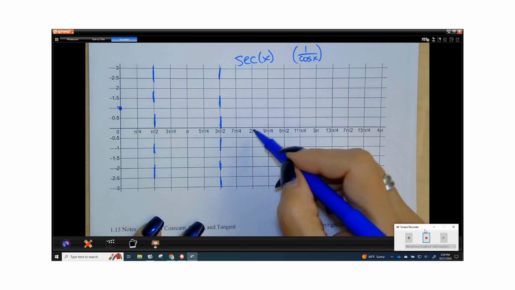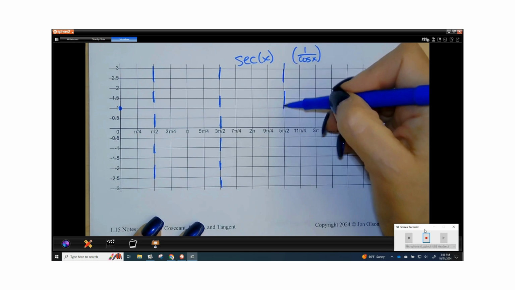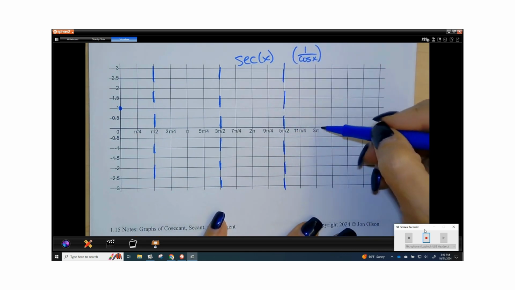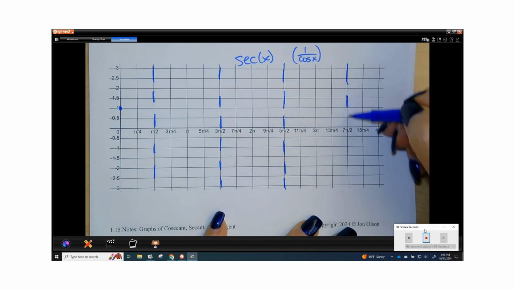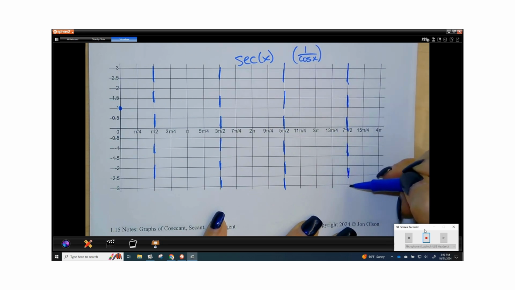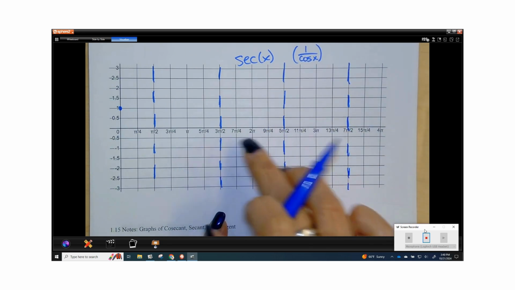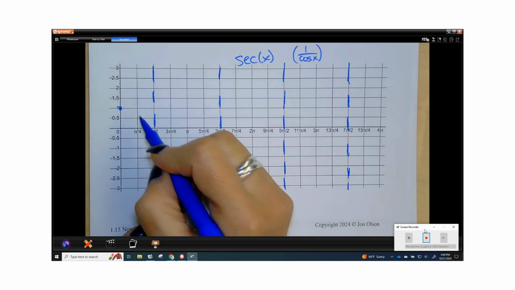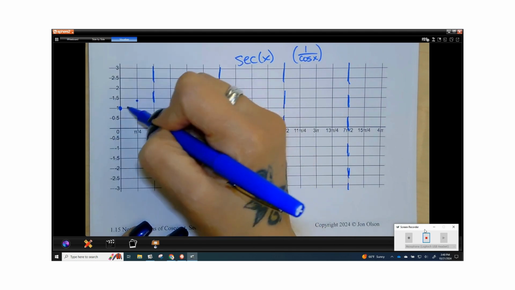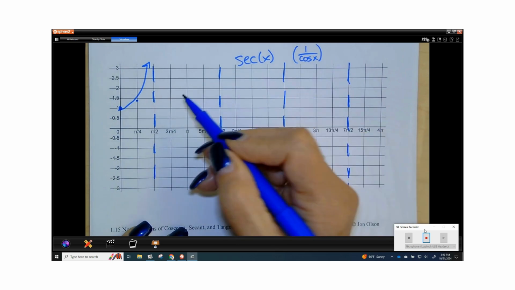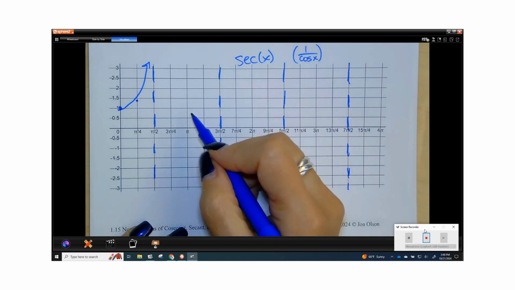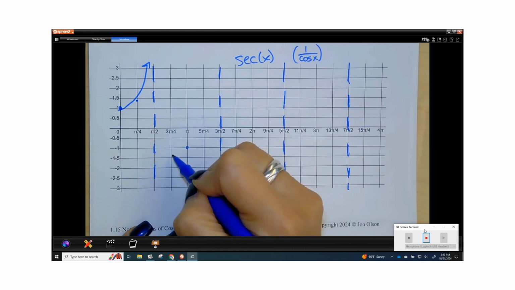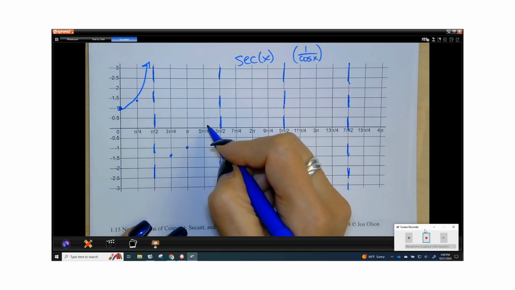1, 2, 3, 4. 1, 2, 3, 4. So this graph goes all the way to 4 pi, even though 2 pi is one cycle. So it starts here at that pi over 4, it's at 1.4. So this one starts going up like that. Pi, it's at negative 1. 3 pi over 4, yep, negative 1.4. 5 pi over 4, negative 1.4.